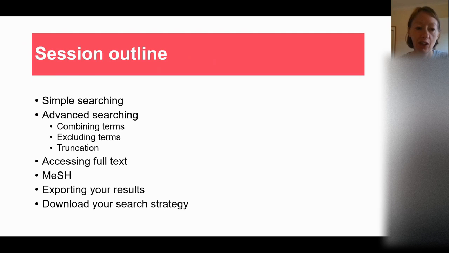And then we're going to look at advanced searching, so combining terms in PubMed, excluding terms in PubMed, using truncation in PubMed. I'll show you how to go about accessing the full text in case you're unclear on that. And then we'll talk a bit about the MeSH, the medical subject headings, which, if you're doing a dissertation piece of work or a literature review, your supervisor will be expecting to see that you've used them. Then we're going to talk a little bit about exporting your results and then downloading your search strategy so you can always replicate it in the future should you need to.